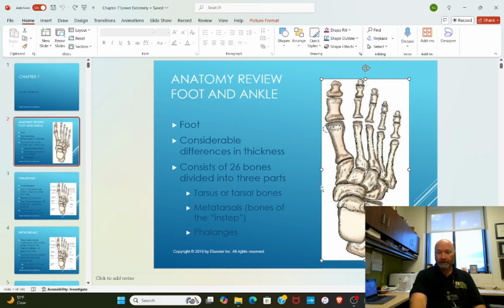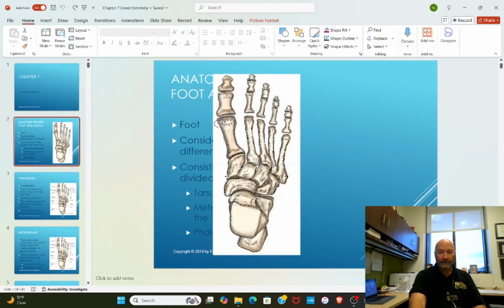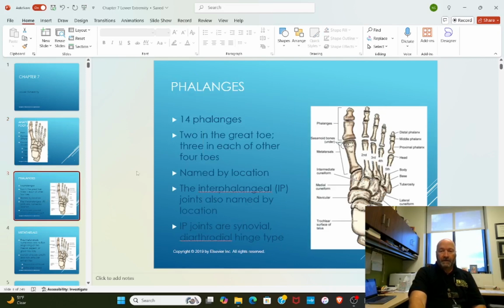So just like in the hands, you've got three sets of bones between the hand and the wrist. In the hand, you've got carpals, metacarpals, and phalanges. And in the foot, you have tarsals, metatarsals, and phalanges. So you have 14 phalanges. You have two in the great toe, just like you have two in the thumb, and then you've got three in the rest of them. And they likewise are going to be named by position.